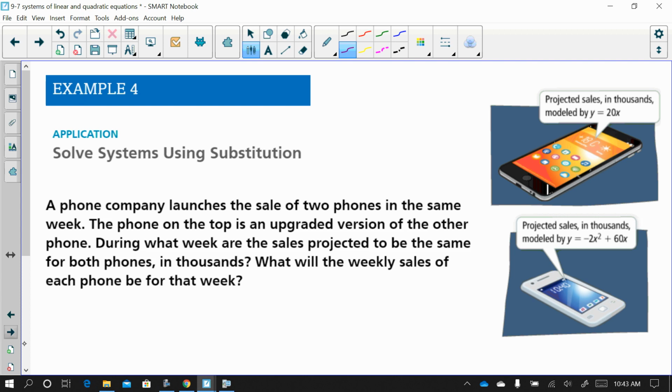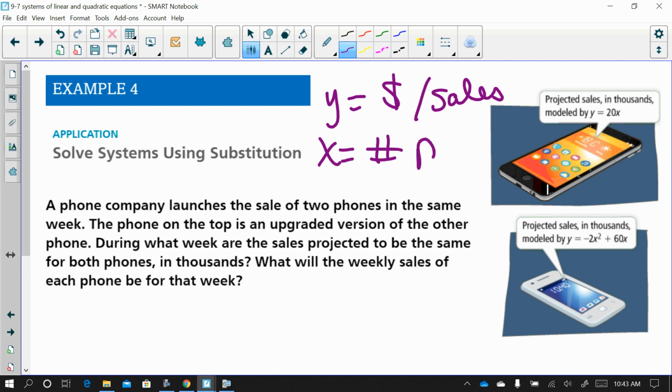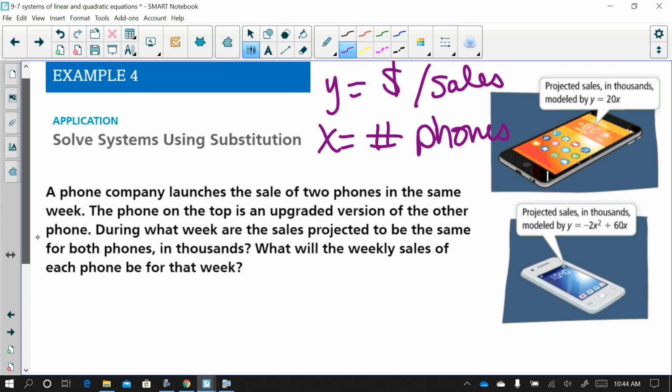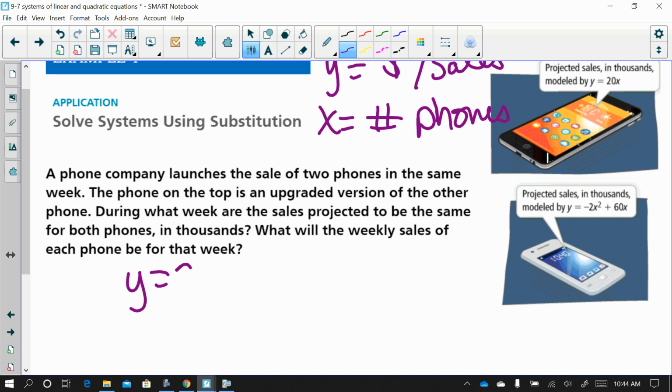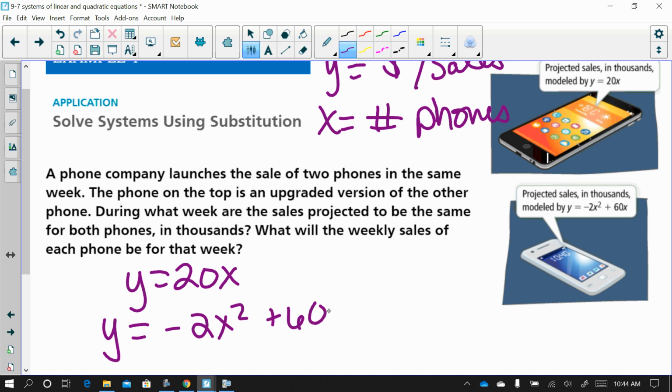Okay, so notice over here it says projected sales in thousands modeled by y equals 20x. So y is the money, or the sales, and x would be the number of phones. I think it's always helpful to list what your variables are so that you can remember that later. So first thing I'm going to do is write these equations right beside each other so I can see them a little bit better. And I got y equals 20x, y equals negative 2x squared plus 60x.